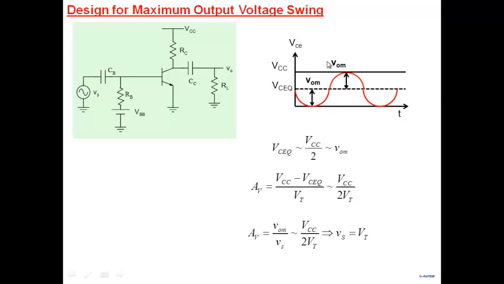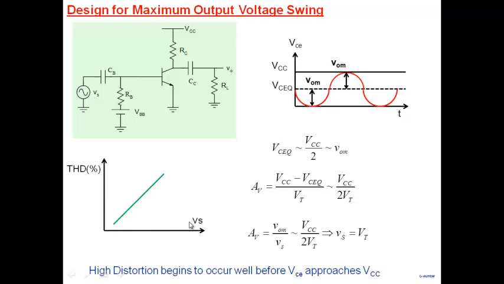So note that this analysis is telling you that bias in the middle, in order to get a swing of VCC by 2, implies a gain of so much. And that implies that I have to apply an input voltage as large as VT. That's a very large voltage, 26 millivolt here. We know that if you apply such a large voltage, you get very, very high harmonic distortion here.